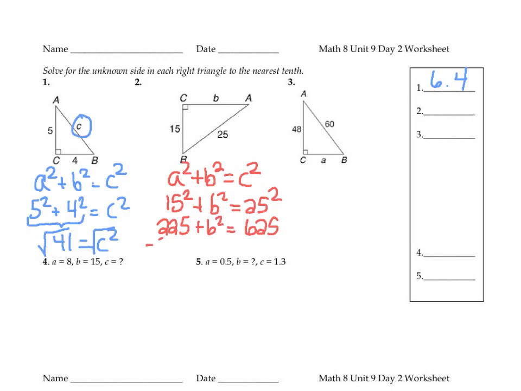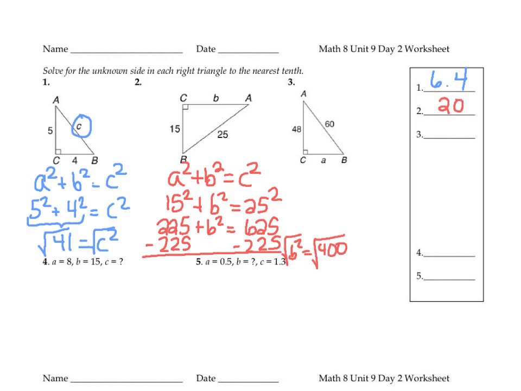I'm going to subtract the 225 from both sides. That leaves me with b squared equals 400. And again, to get rid of the squared, I'm going to take the principal square root, which gives me positive 20.